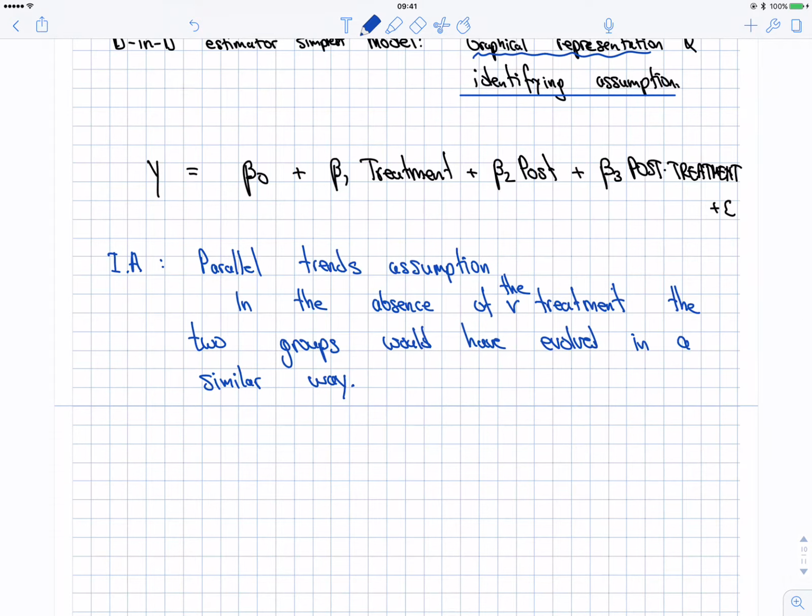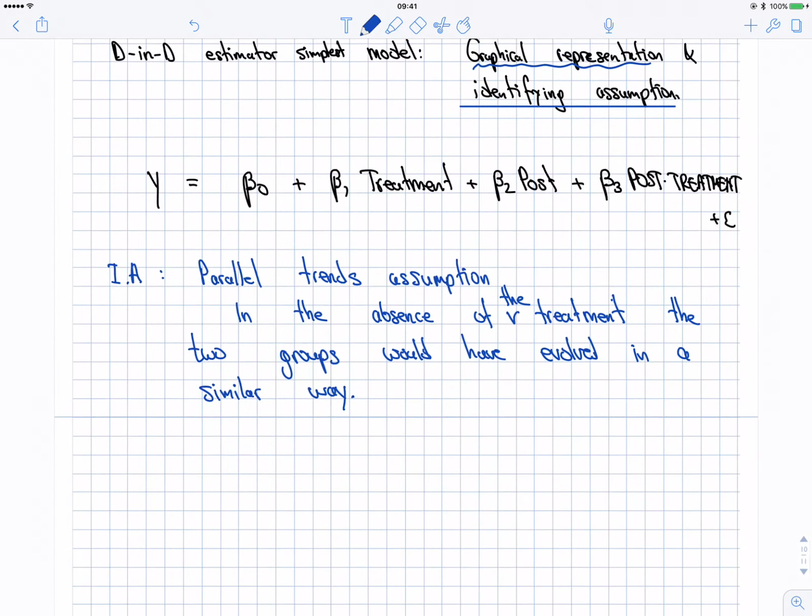Say, for example, these two groups had differences among one another, right? So one group was 5 units better on average than the second group before the treatment. What you're saying is that if the treatment did not exist, these differences would have remained. So one of the groups would still be 5 units better than the other, whatever those units are measuring, that y variable. This is the parallel trend assumption.